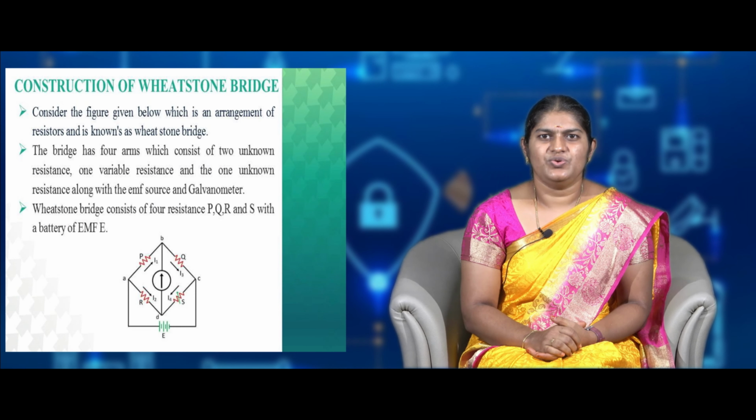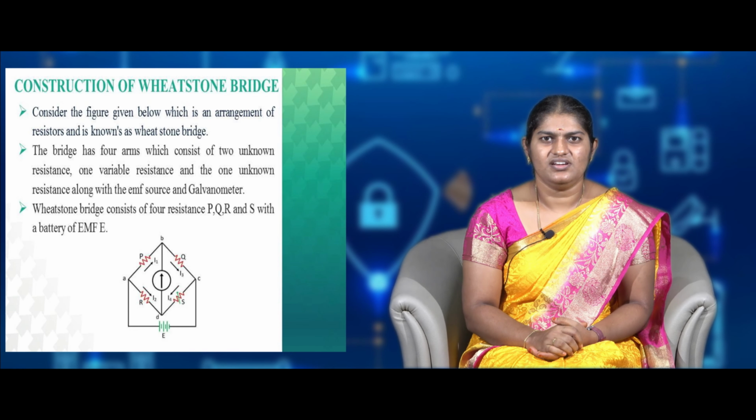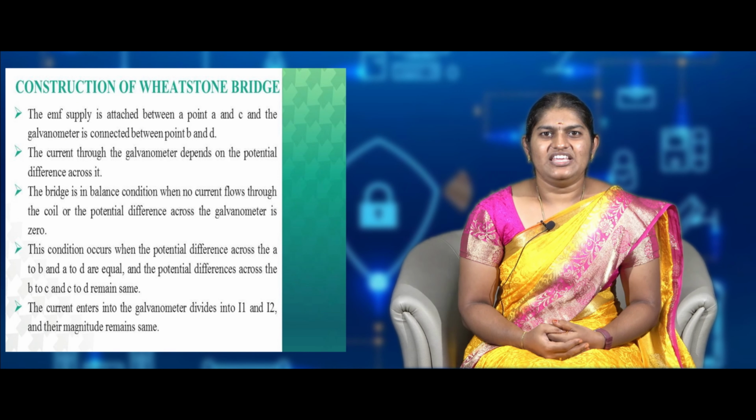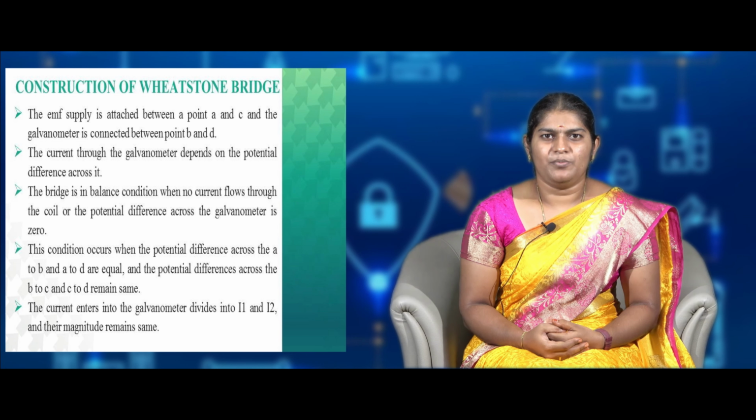Consider the figure shown in the slide, which is an arrangement of resistors. This bridge is called the Wheatstone bridge. The Wheatstone bridge has a 4-arm resistor network, in which there are 2 known resistors, 1 variable resistor and 1 unknown resistor, connected to the source EMF and galvanometer. The Wheatstone bridge consists of 4 resistors, namely P, Q, R and S, connected with a battery of EMF E. The EMF supply is attached between points A and C. The galvanometer is connected between points B and D respectively.